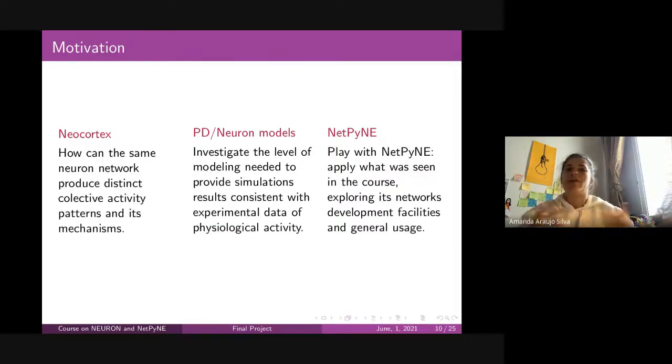So what are the motivations? Why neocortex? Because we have challenging questions, like how can one network produce different patterns of collective activity? That's interesting to investigate. Why do we work with Potjans-Diesmann and try different neuron models? Because I think it's interesting to investigate what level of modeling is necessary to provide simulation results that are consistent with what we have experimentally. And last but not least, my major motivation was to be able to play with NetPyNE to see how it works. I never used this tool, so I think it was the major motivation for me.